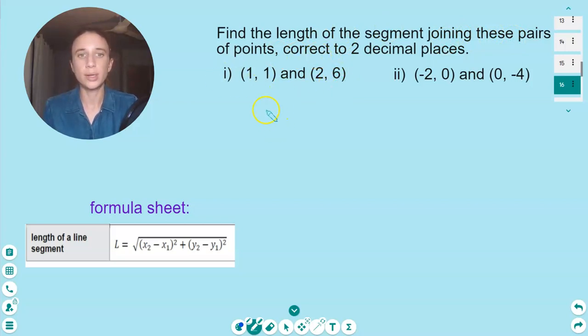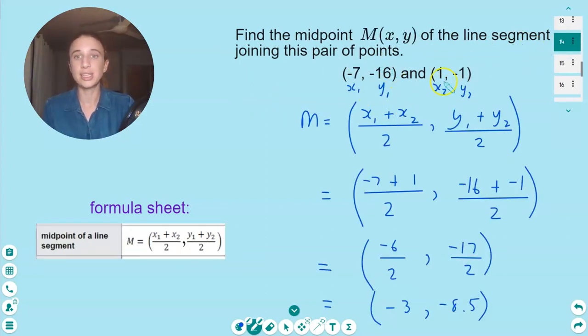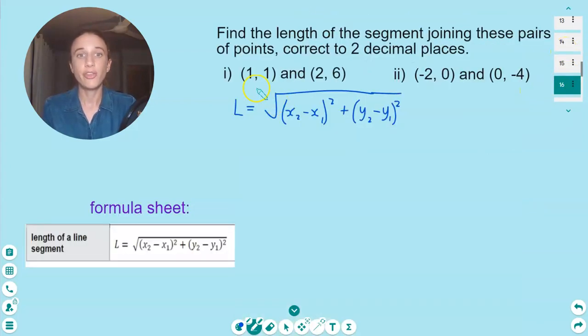So starting with question 1, L equals square root of x2 take x1, and this will be on your formula sheet, so make sure you turn straight to that page, squared plus y2 take y1 squared. Now, just like with the midpoint formula, you're going to label your points first. The first point, x1, y1. Second point, x2, y2. And then we're just going to carefully substitute into this formula. So x2 is 2, take x1, 1, squared, plus y2, 6.